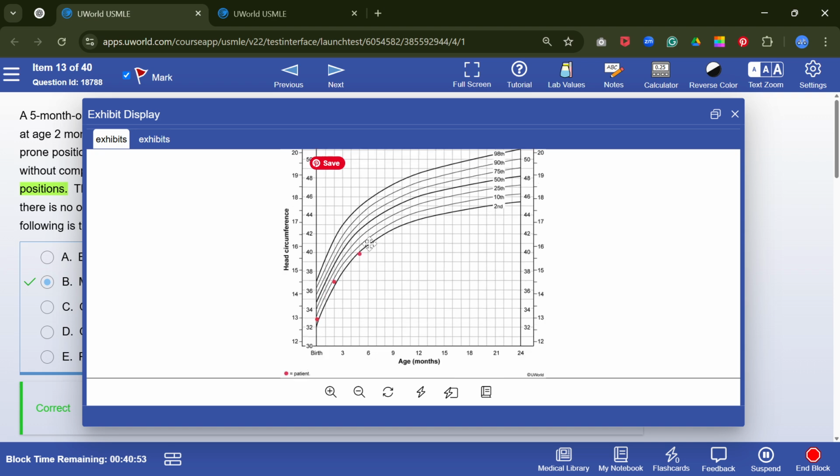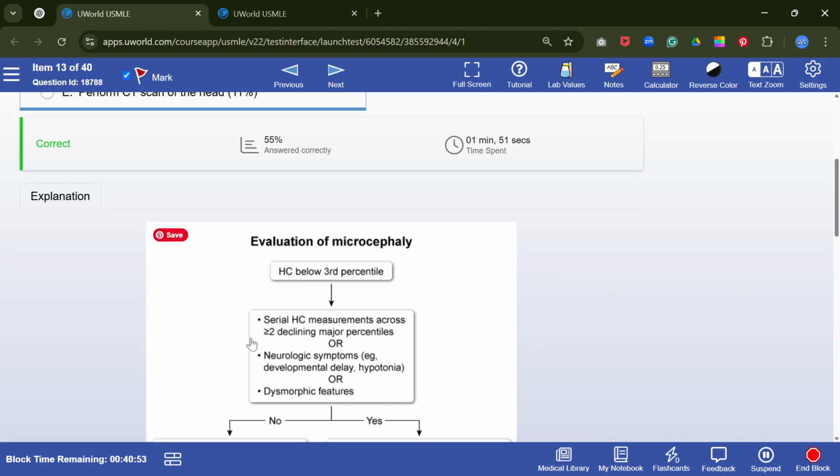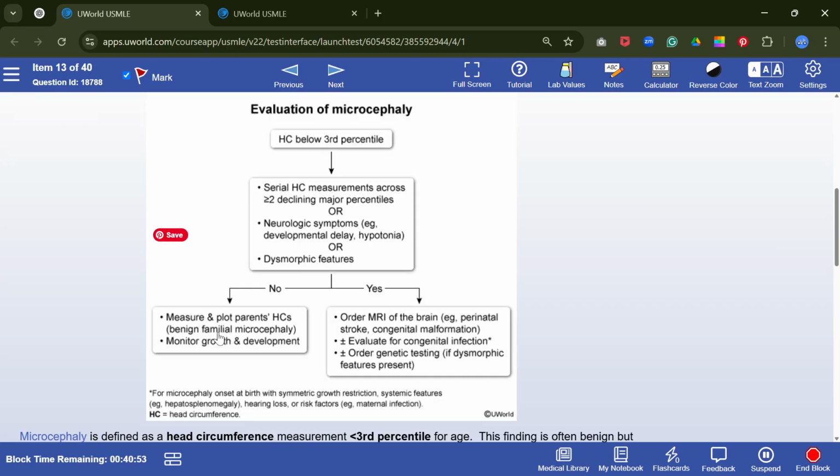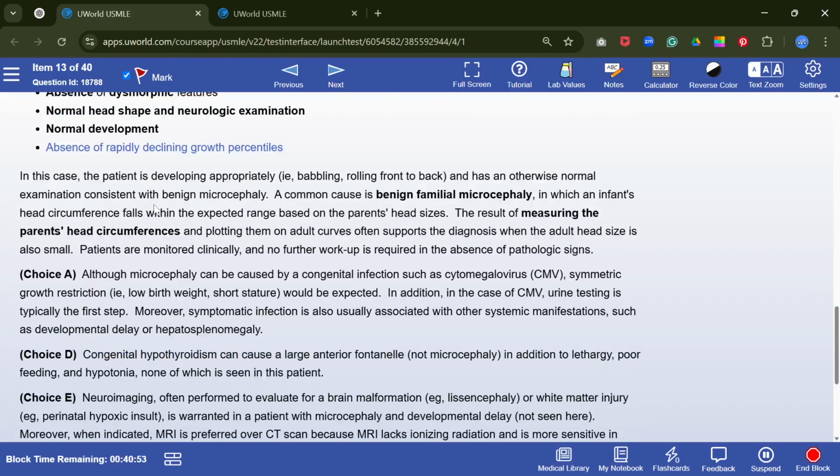In this head circumference, it is almost constantly below the third percentile. As it is constantly below the third percentile, and there is no such dysmorphic feature, no neurological problem, and no serial head circumference showing two or more declines of major percentile, our next step is to measure and plot the patient's parents' head circumference.